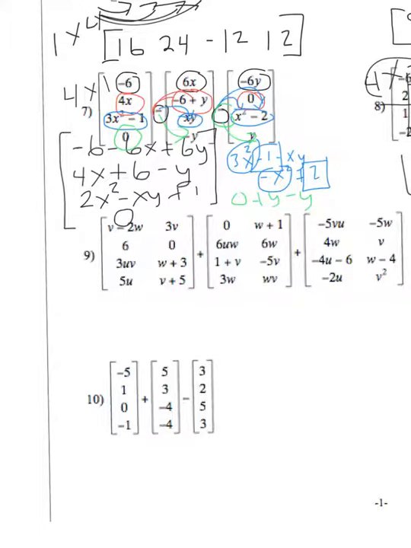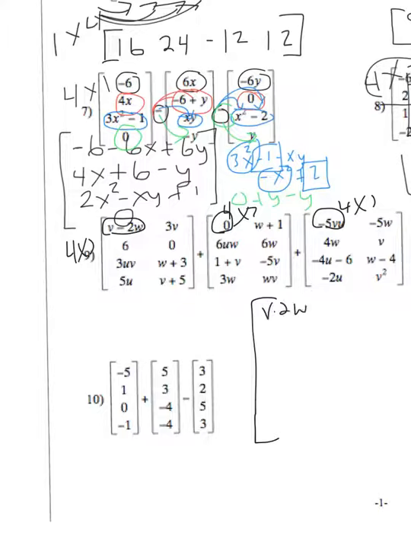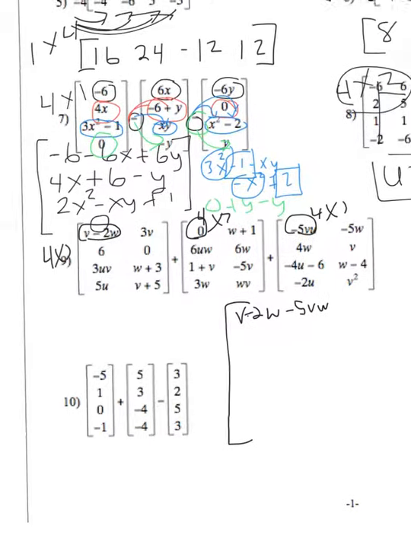Okay, looking at number 9, this one is a 4 by 2. This one is 4 down by 2 across, and this one is 4 down by 2 across. I should be able to add these together. So I'm going to end up with a 4 by 2. Okay, first spot. That plus that plus that. Okay, none of those are like terms, so we just have a v minus 2w plus 0 minus 5vw. So none of those are like terms, so we're good there.